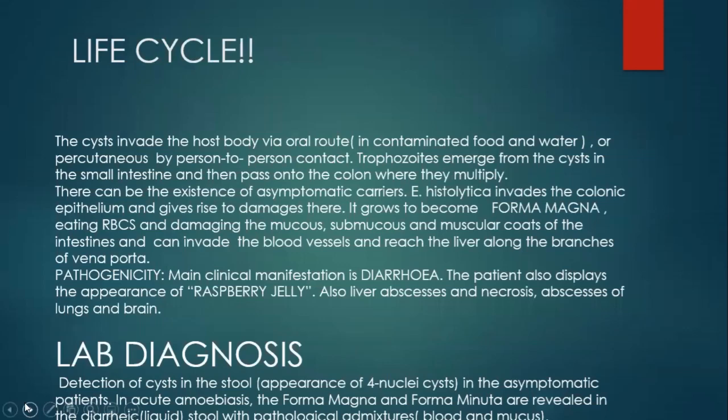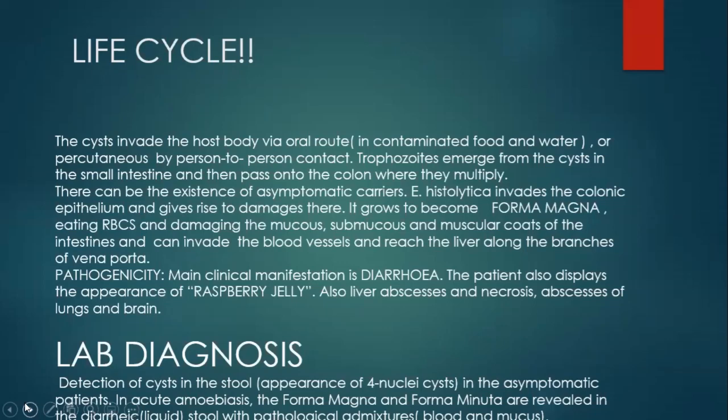Then the life cycle: the cyst invades the human body via the oral route and transforms into trophozoites, which invade the colon, the large intestine, where they multiply, and then start to eat. The forma magna begins to feed, because it's phagocytic, on the mucosa, eats away at the wall of the intestine, grows, then goes to the blood vessels and starts feeding on the red blood cells. That's why at the later stage, people who are affected have what we call raspberry jelly stool, bloody mucus stool, because blood is removed together with the mucus from the large intestine walls into the stool as well.